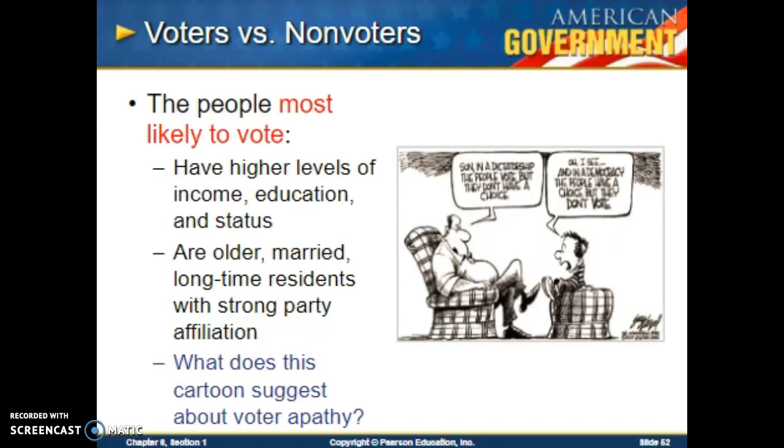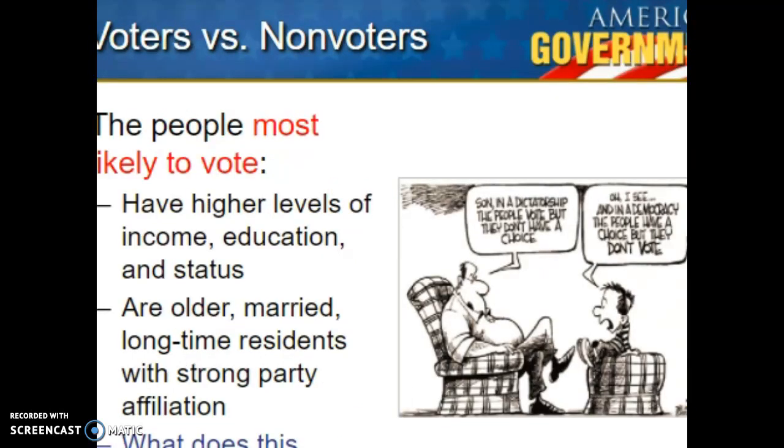So what does this cartoon suggest about voter apathy? All right, so if we take a closer look here at this political cartoon, on the left, the father is saying, son, in a dictatorship, the people vote, but they don't have a choice. And then the son says, oh, I see, and in a democracy, the people have a choice, but they don't vote. And so there's a lot of truth to this political cartoon.